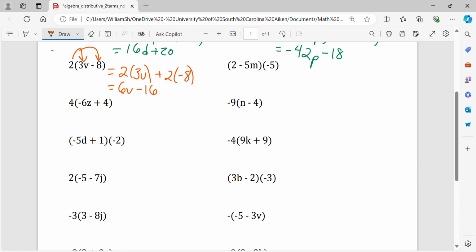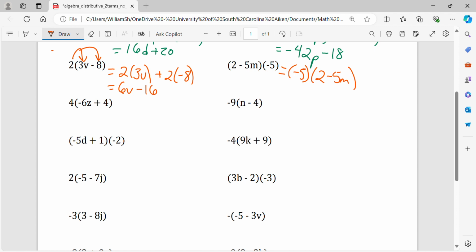I have 2 times 2 minus 5m times negative 5. Okay? Tried to jump ahead of myself and distribute already. Now, just because the negative 5 is written on the right-hand side doesn't mean that we have to distribute in any different kind of way. Okay? Because this is essentially the same thing. You could even rewrite it this way. Negative 5 times 2 minus 5m. That's fine. Remember, with multiplication, the order does not matter.